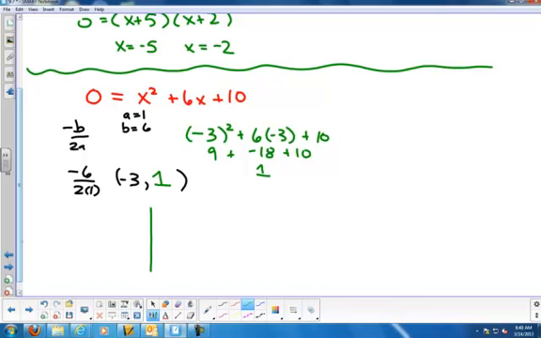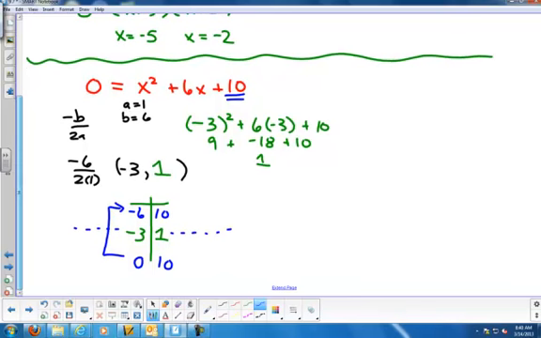And then if you look at a table, if this is your vertex, a super easy number to plug in is 0. When you plug 0 in, you get 10. The same distance away from the line of symmetry as 0 is negative 6. So negative 6 is also going to give you 10. This data tells you that it'll never cross the axis. At negative 3, it's 1. At 0, it's up here at 10. This will have no x-intercepts ever.